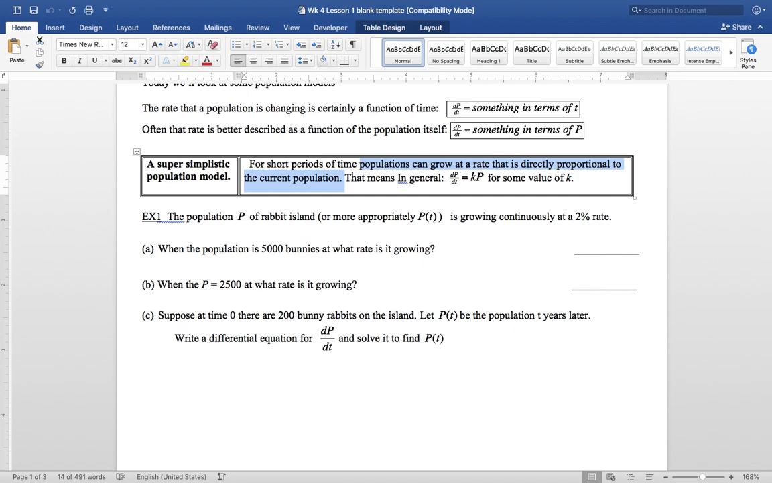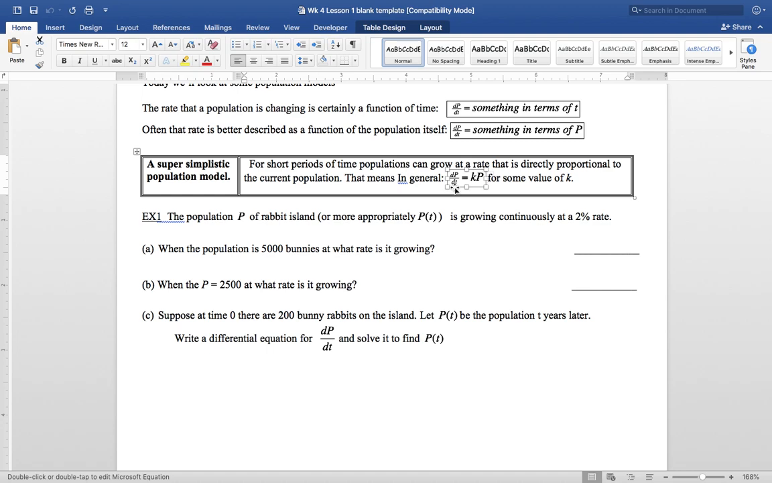Written in the symbols of calculus, that's really saying that dP/dt, that's the rate of growth of the population, is proportional to the current population, capital P. That really just means that the rate of growth is equal to the current population times some value. That's what direct proportionality means.